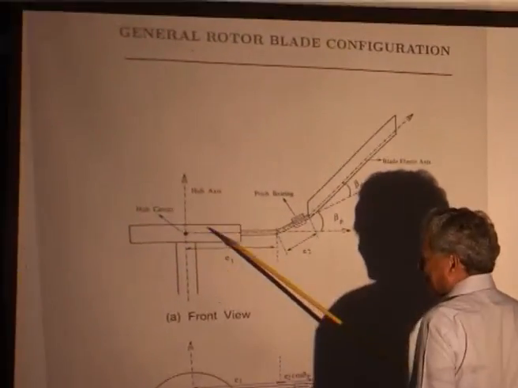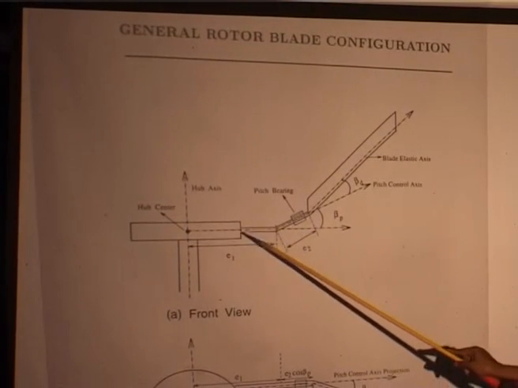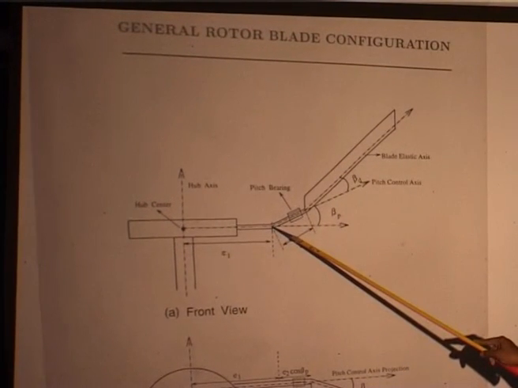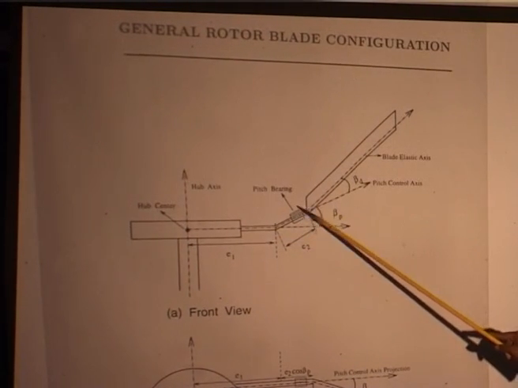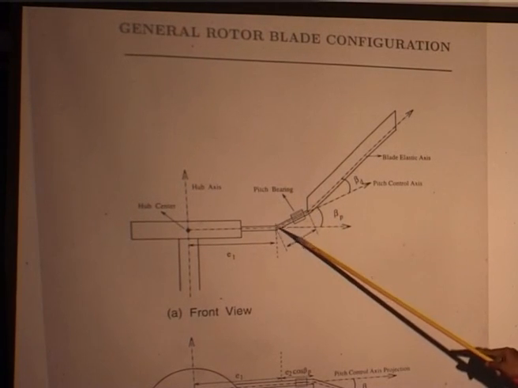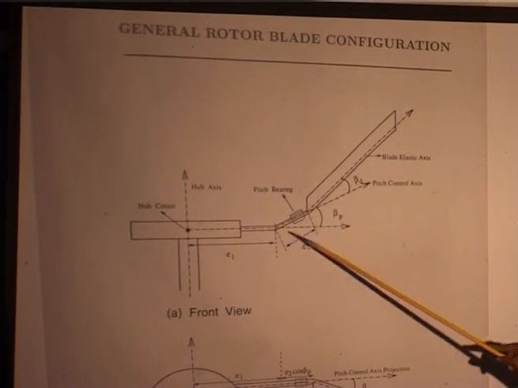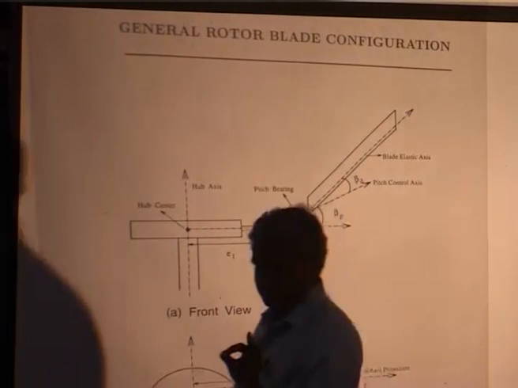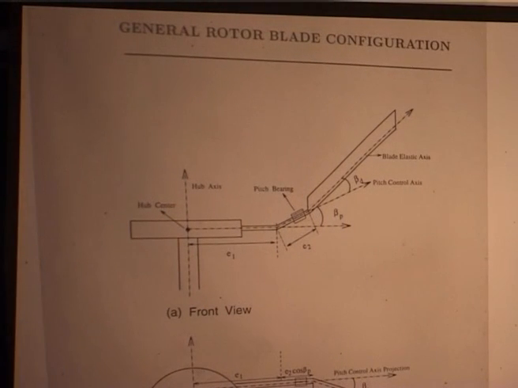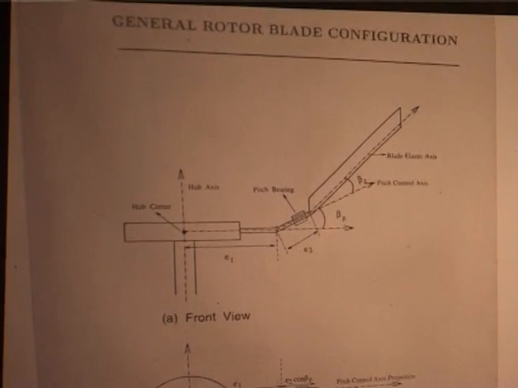I will show you just a diagram, a very exaggerated view. This is the rotor hub. This is one offset, you can say hinge offset. From there you have the pitch bearing. And the pitch bearing is inclined with respect to the hub plane through an angle, that is called precone.